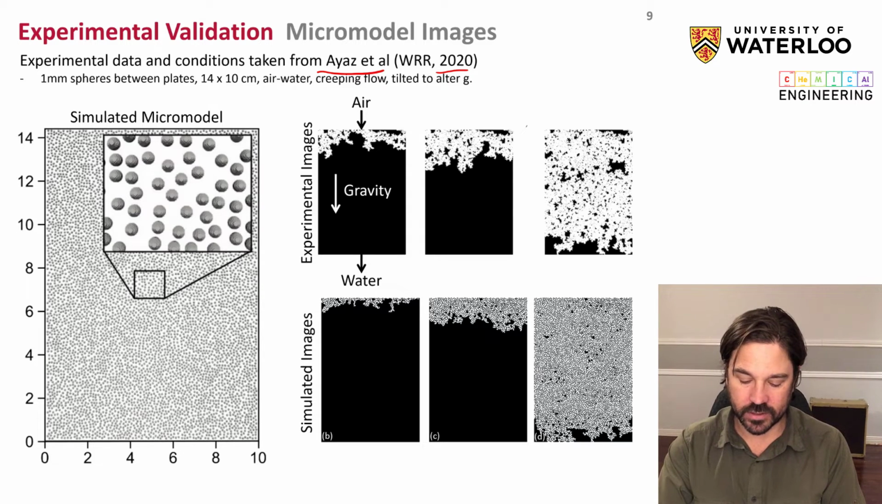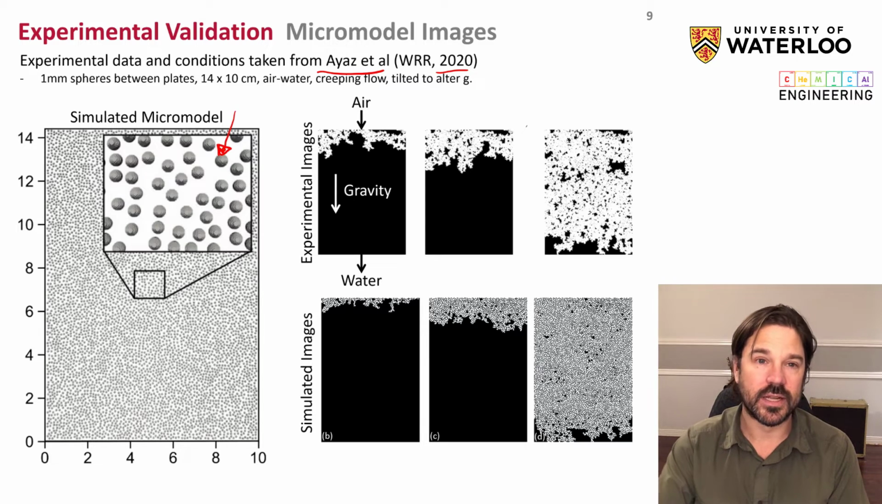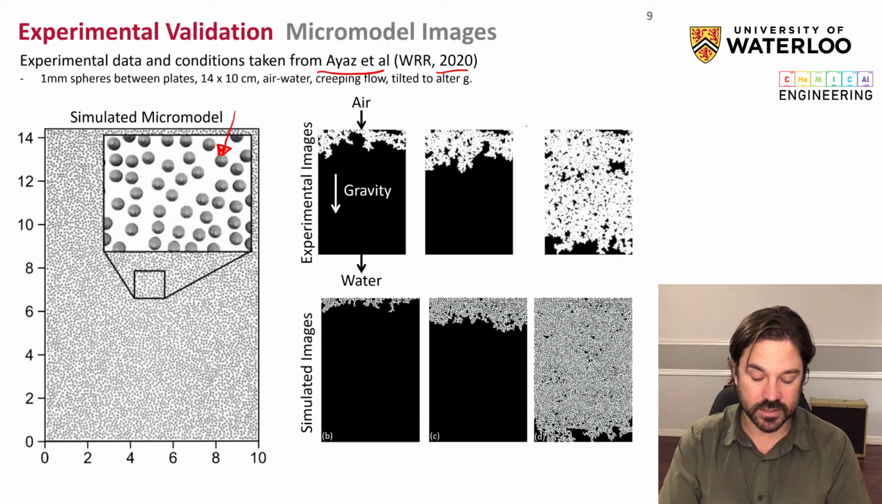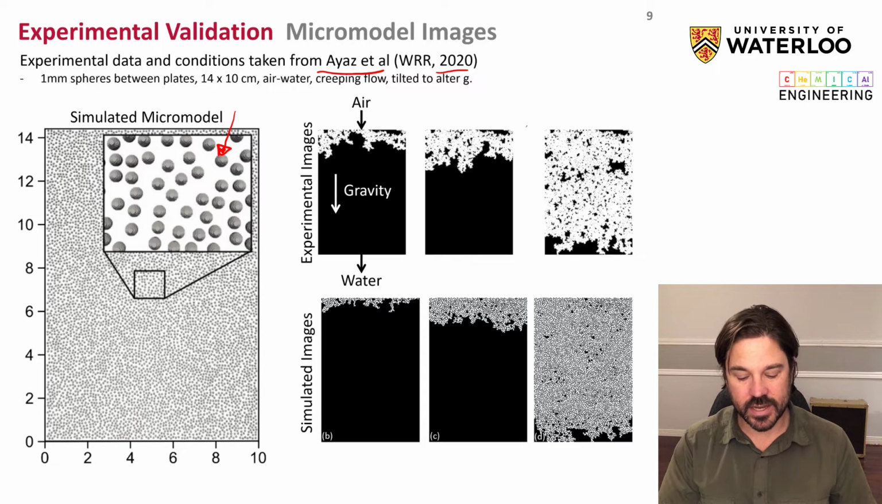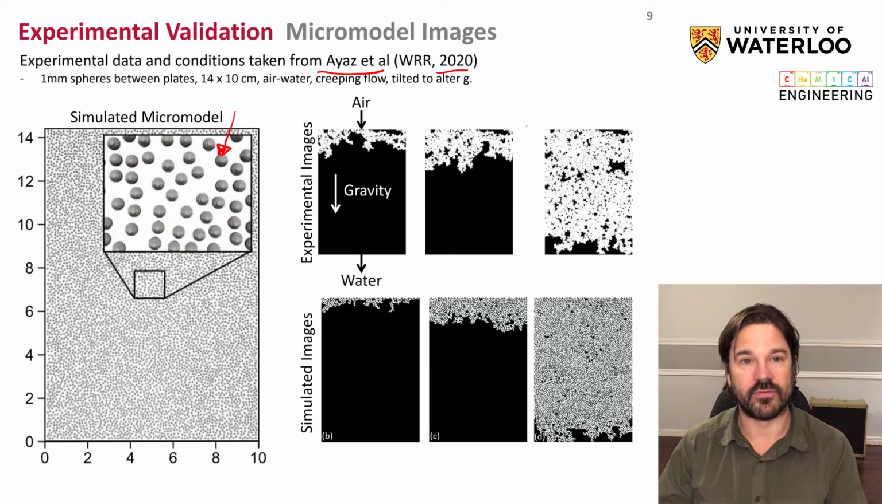So we were able to generate an image that looked pretty similar to their micro model because they did a good job describing it. So this is actually in 3D. There's a plate above and below the spheres. The spheres are between the plates, and there's like a 3D space that the fluid is flowing into. So we tried to match that as well as we could.